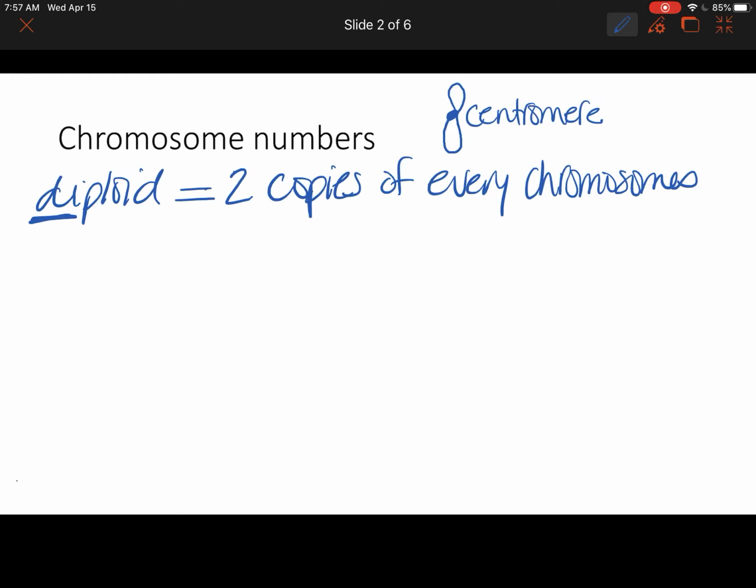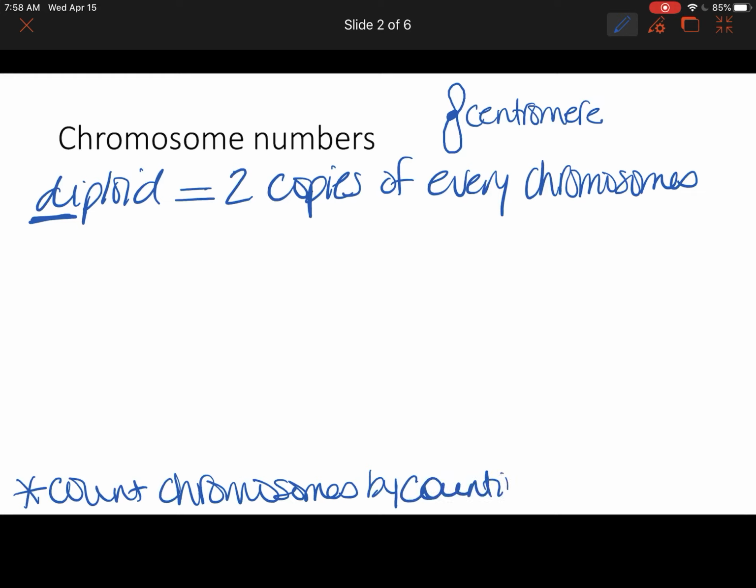A really important axiom, if you will, is that you count chromosomes by counting centromeres. The reason for this is going to become clear in a little bit, okay? But just, you count chromosomes by counting centromeres. So if there's one centromere, there's one chromosome, okay?